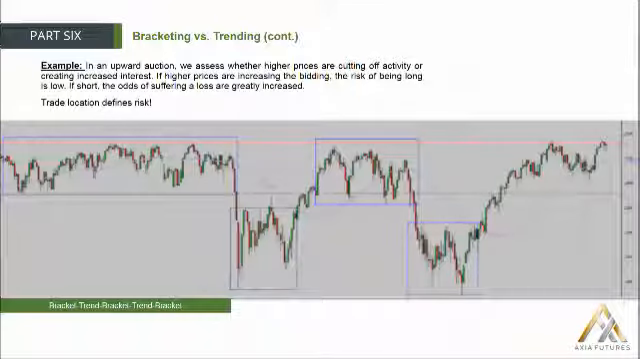So again, just coming back to that concept, knowing whether or not we're bracketing or trending can increase or decrease the odds of success and obviously compounding potential losses. So that's important to understand, and that's why we spend quite a bit of time understanding the principle and the premise behind bracketing and trending markets.